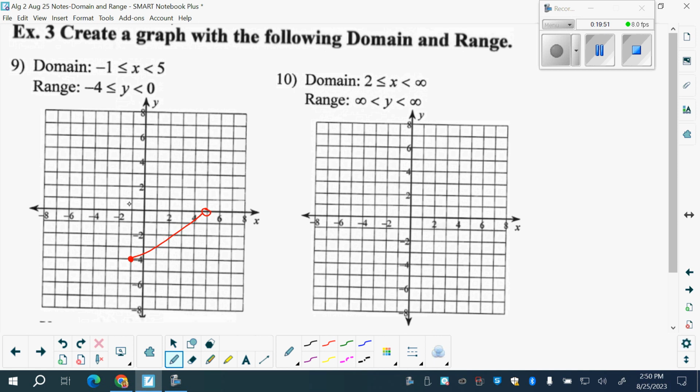Does that make sense? Okay. So what about number 10? How could we draw that graph? Sorry, this should be a negative infinity here. So change that on your paper. That's a typo. It should be negative infinity.